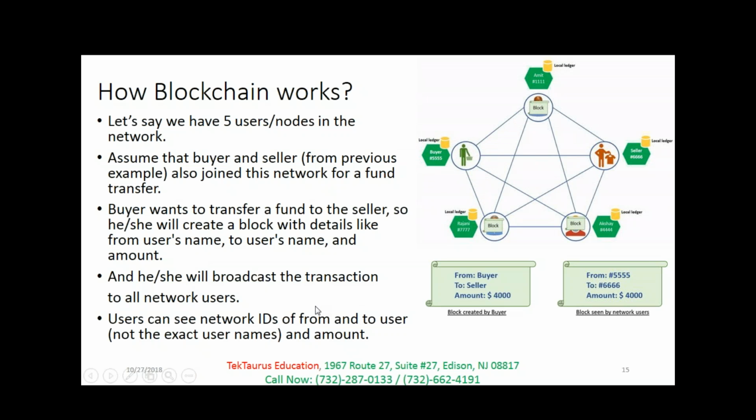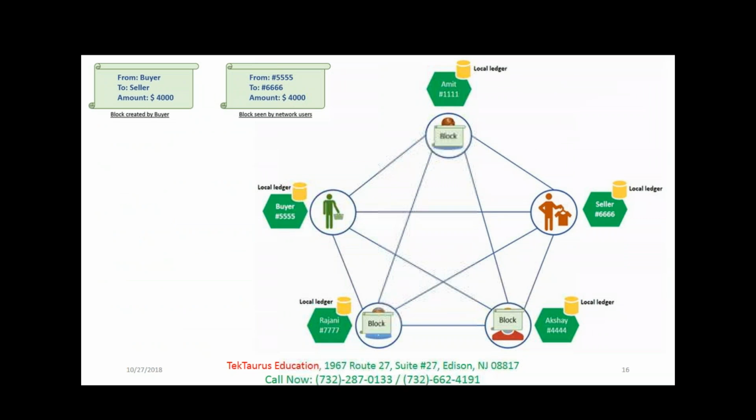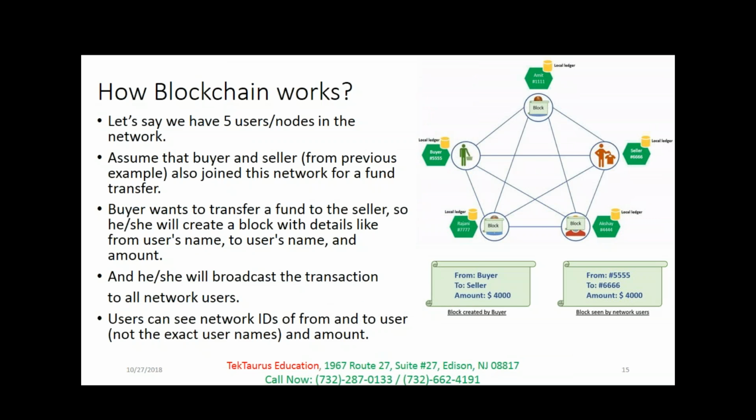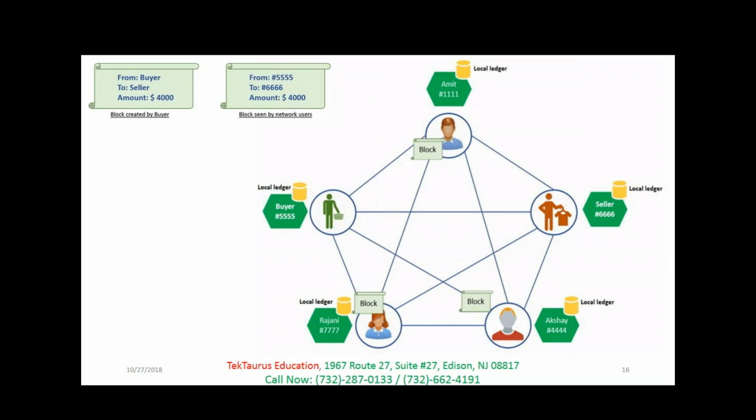The transaction will be broadcasted and the user can see only the network ID, not the name of the user. Okay? Next. In the big form I have created it again. It is the same image that I was showing in the previous slide. I think you can understand it. Okay, I'm moving forward.